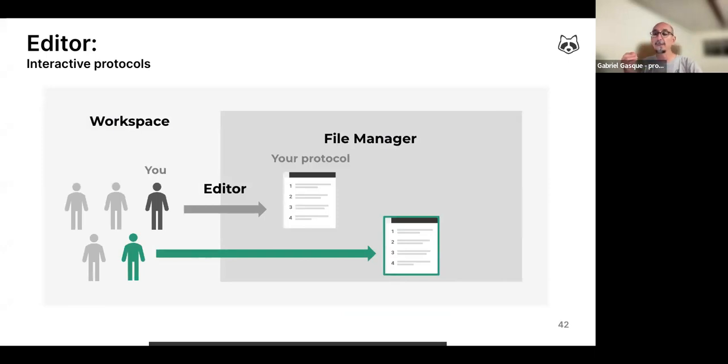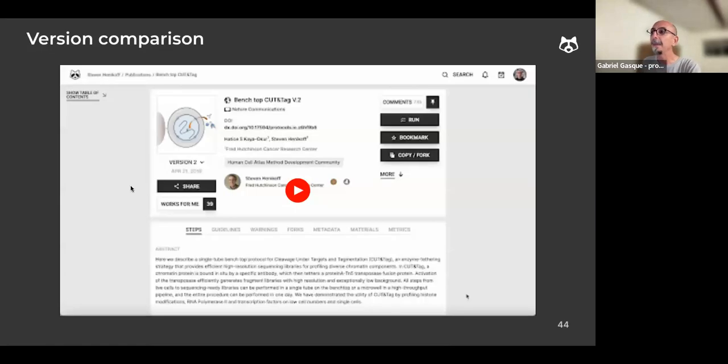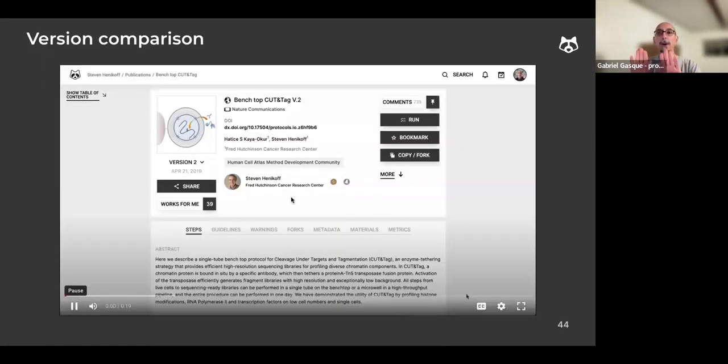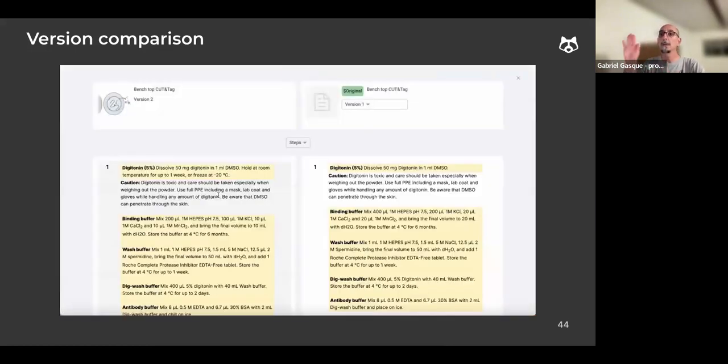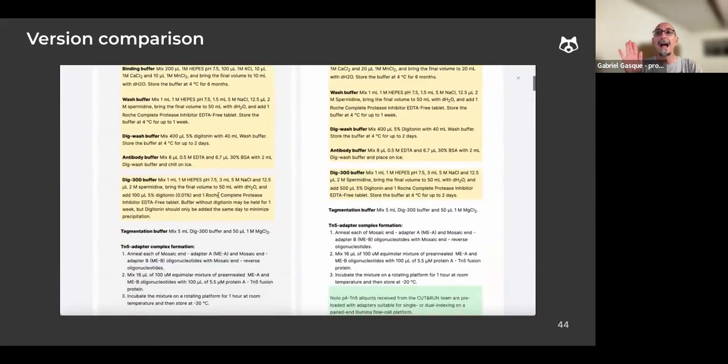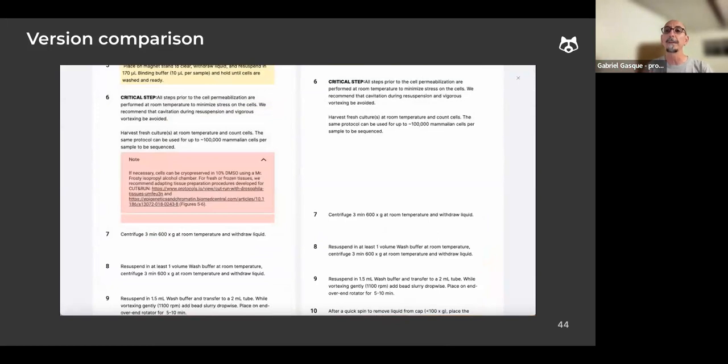The members of a workspace can also create their own protocols in the file manager, or make a copy of an existing protocol and optimize it for their own needs. And the platform allows you to compare two versions of the same protocol. In this case, this protocol has 3 versions, and I'm going to be comparing version 2 to version 1. And the platform automatically highlights the changes between these 2 versions of the same protocol.